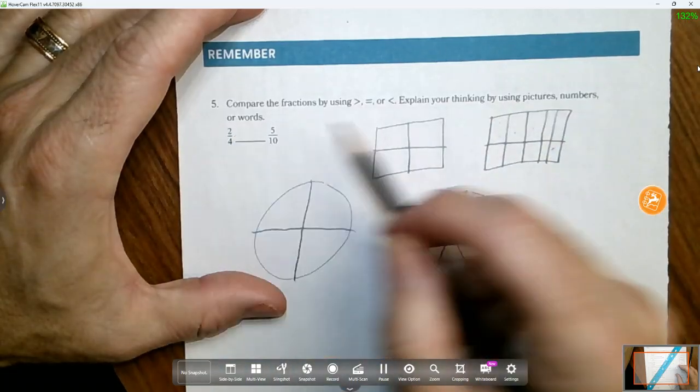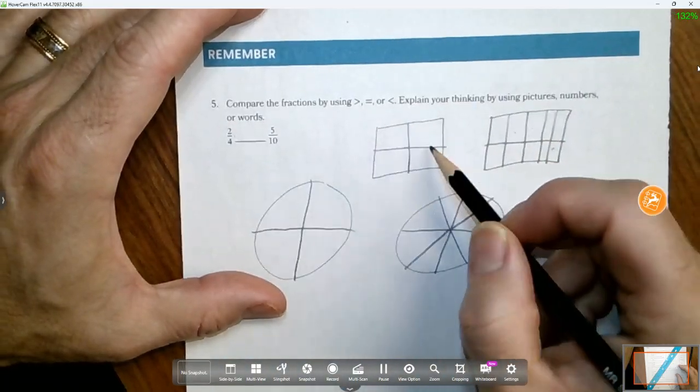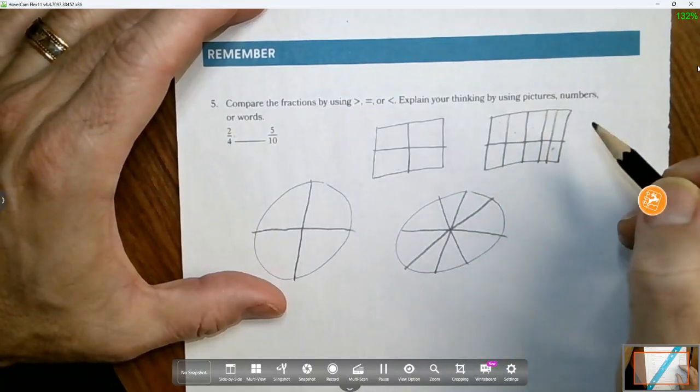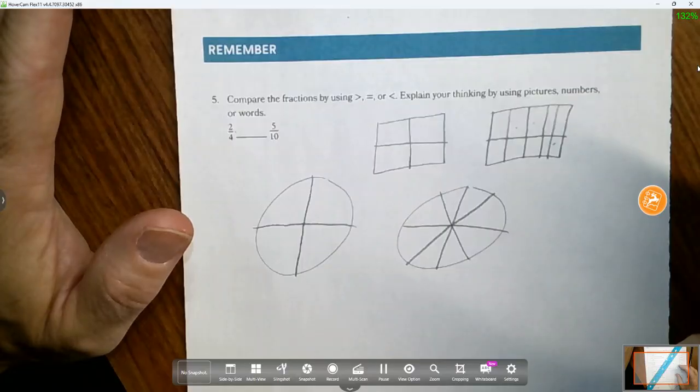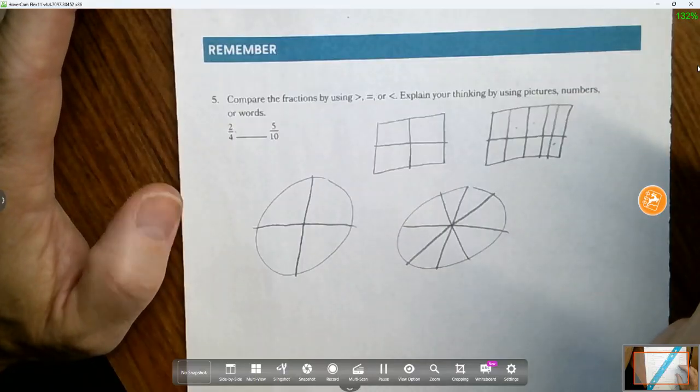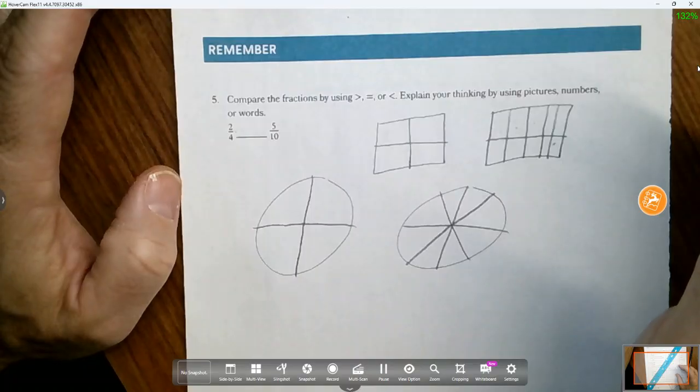All right. Now on this one, you have 4 parts. Shade in the 4 parts. On this one, shade in the 5 parts. And make sure you really look at it. Your drawings aren't going to be exact, but look at the shape. How much of the shape is filled in?